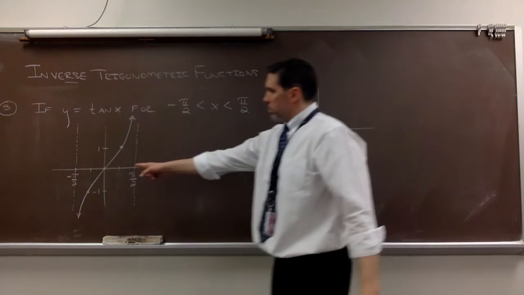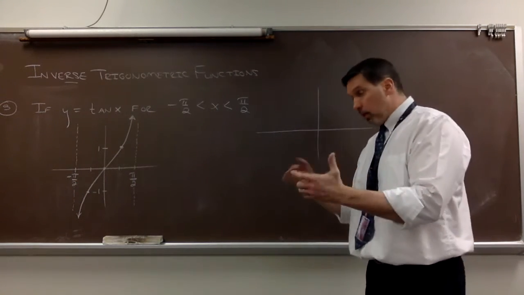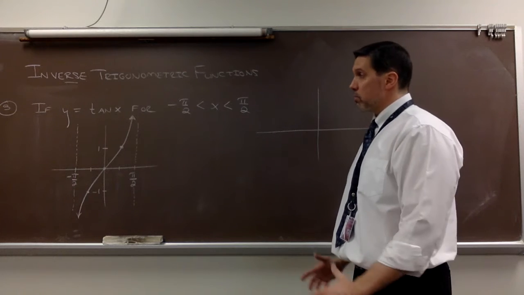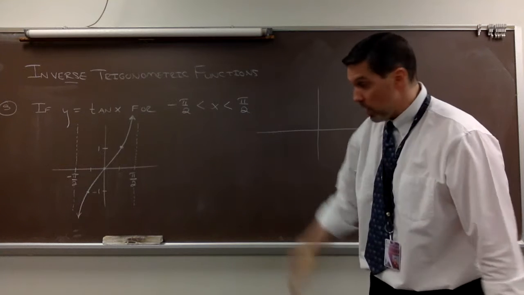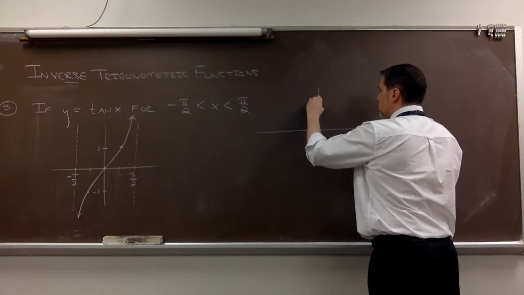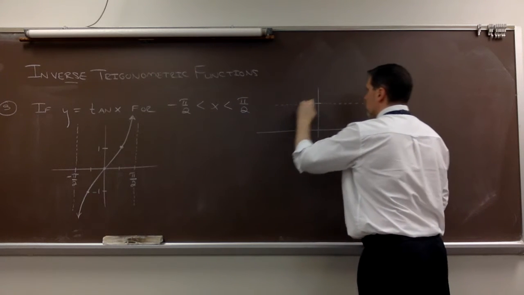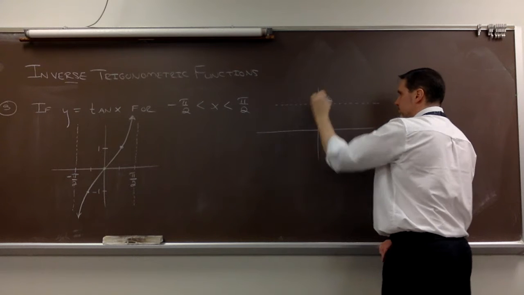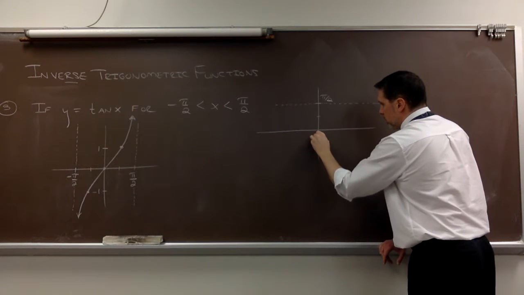Now, the tricky part is the vertical asymptotes. If you remember, we dealt with some functions before that had vertical asymptotes. A vertical asymptote, when you graph the inverse, becomes a horizontal asymptote. So what we have to do is create two horizontal asymptotes. One will be at pi halves, and one will be at negative pi halves. A little bit better here.